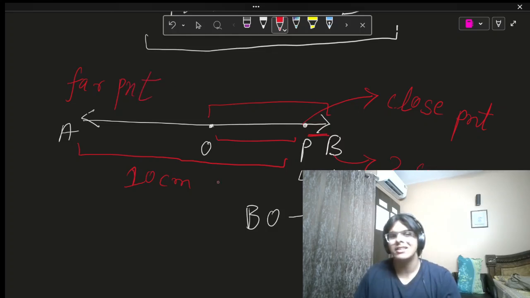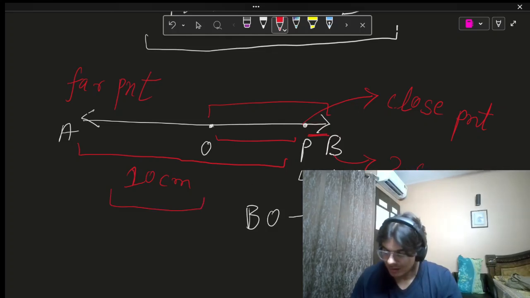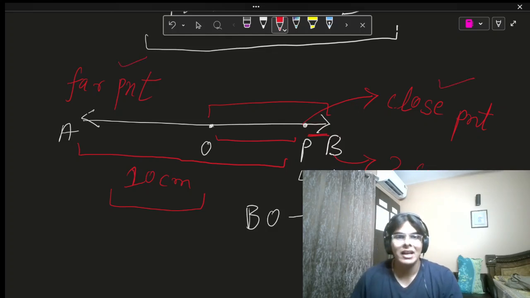You can even see it in the diagram, but even if you calculate it on the number line, we are getting a higher result. For this, the distance is too much; for this, the distance is low. Hence, this is a close point and this is a far point. We can very naturally arrive at this conclusion, this result.